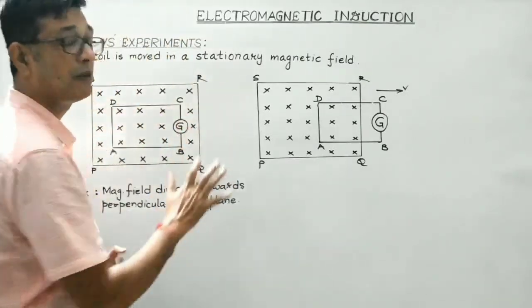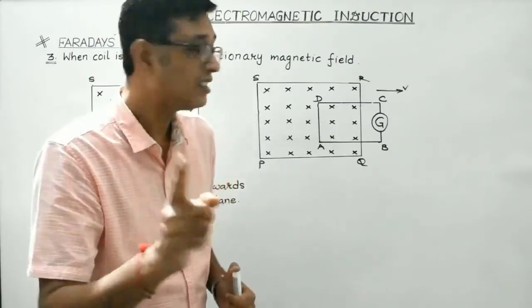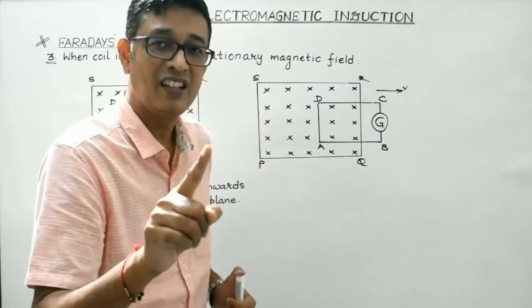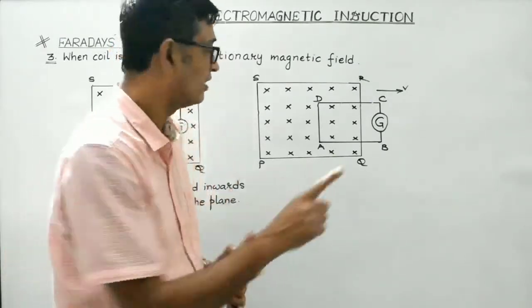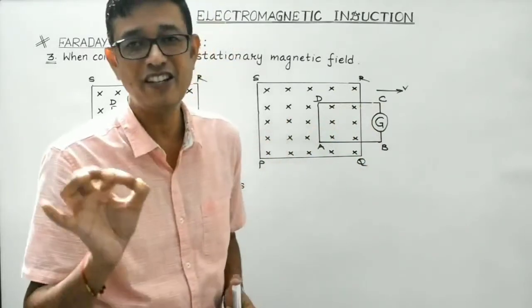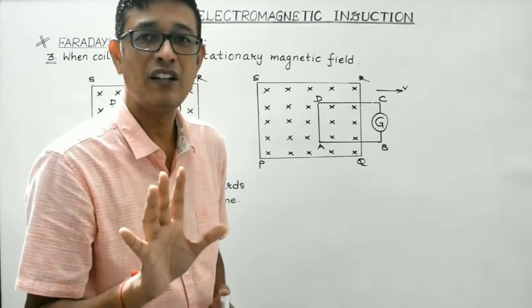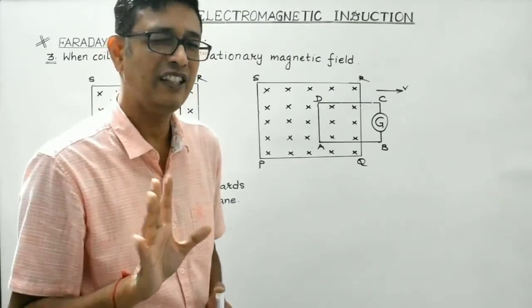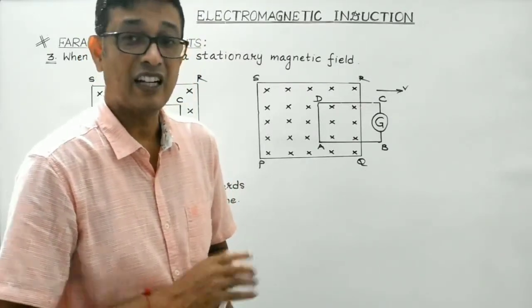So this experiment further validates the fact that induced current in the coil will exist, or it will last, as long as the magnetic field or the magnetic flux linked with the coil keeps changing with time. Once the magnetic field or the magnetic flux linked with the coil stops changing, becomes constant, then the induced current will also become zero. Clear students?